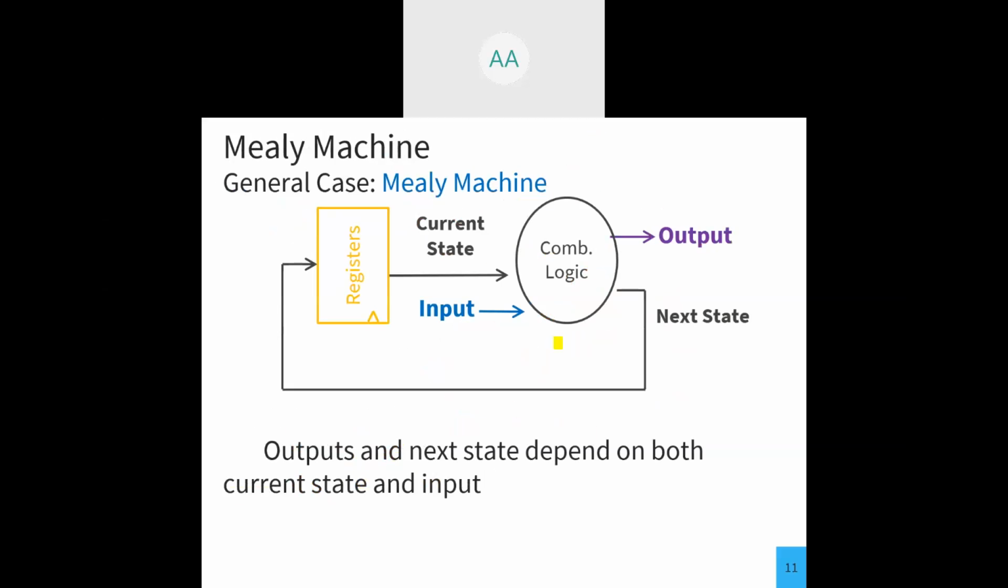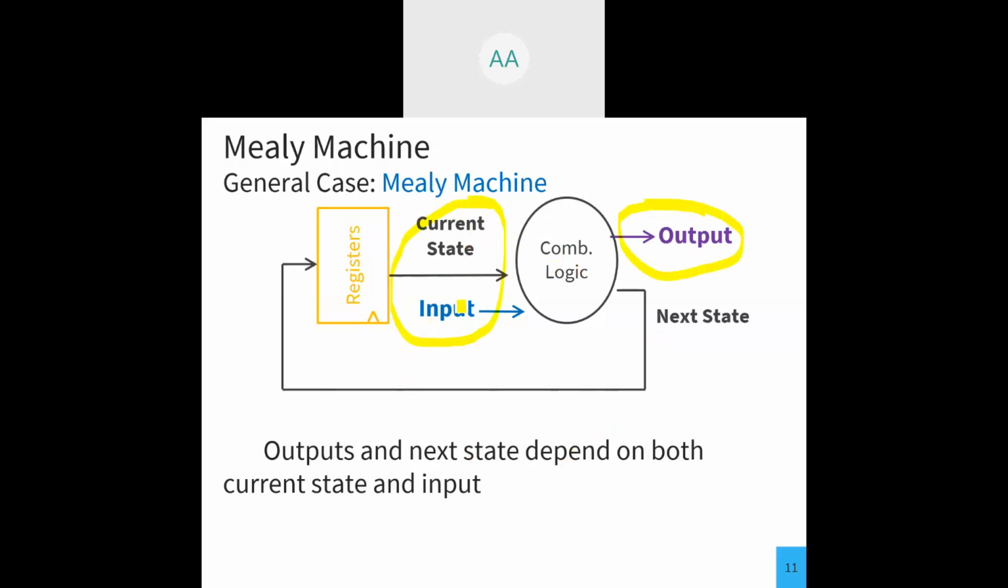Before going more in depth, let's know about the Mealy machine and the Moore machine. Actually, there are two types of finite state machines. One is the Mealy machine, the other is the Moore machine. So this is the automata model for a Mealy machine, where you can see that the output depends on the current state and the input.